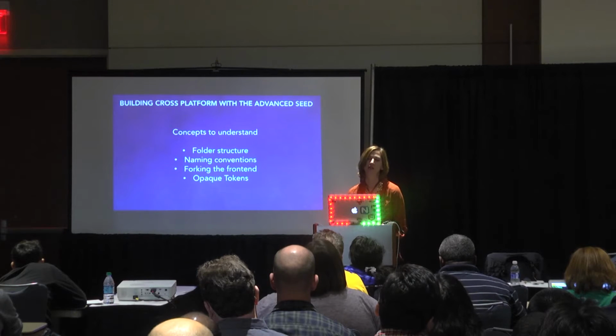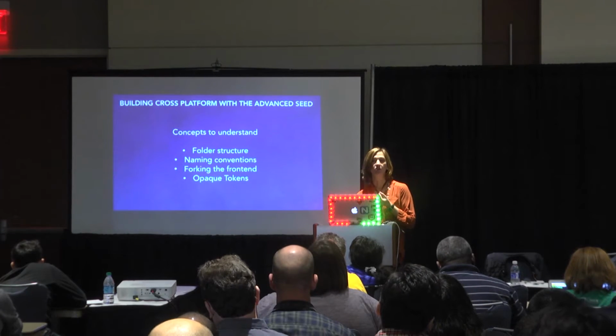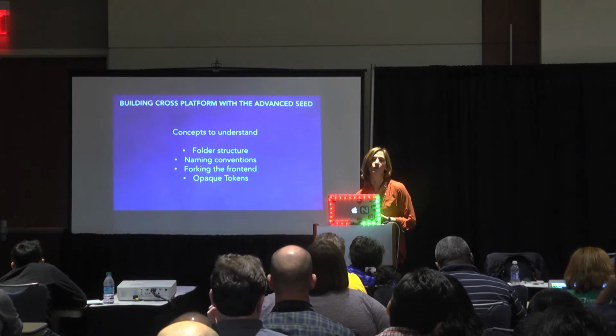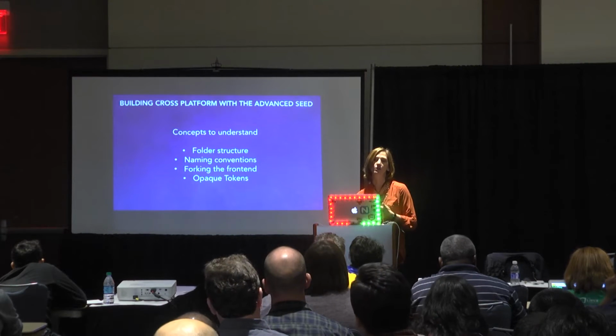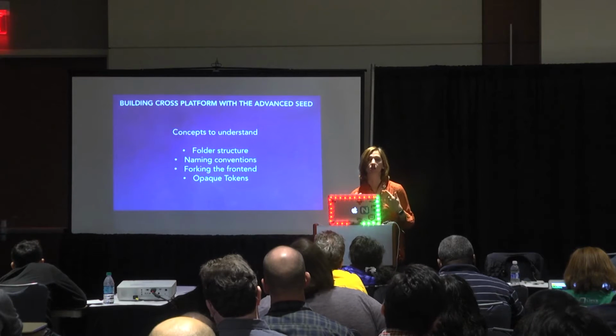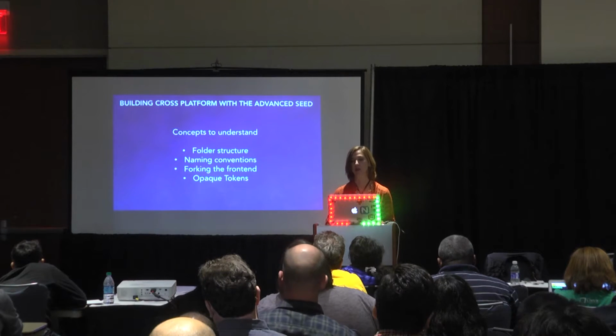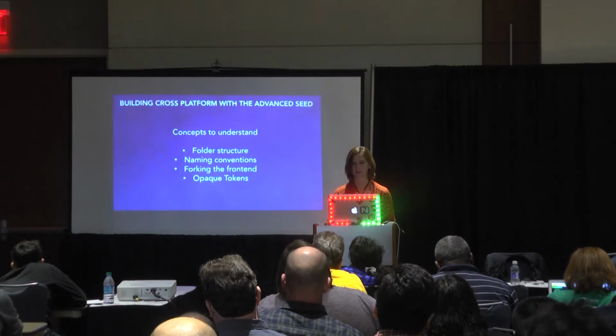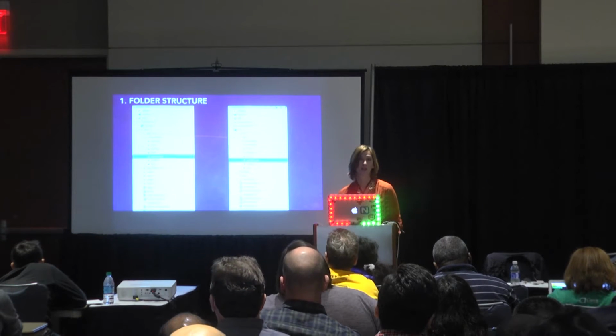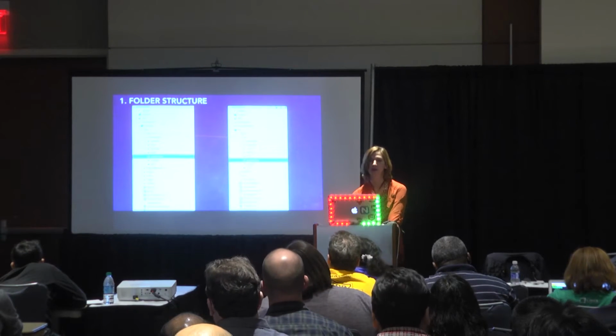But what I want you to understand is how you manipulate the folder structure, the naming conventions, and the code to fork the front end. And the secret behind forking the front end is actually the use of Angular 2 opaque tokens. So I'm going to explain how this all works. So first, I want to just talk about the folder structure of the code base.